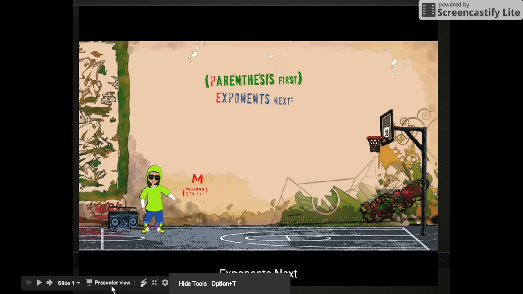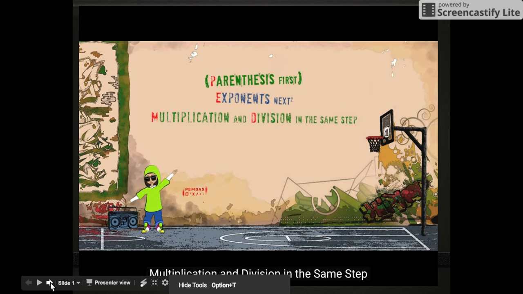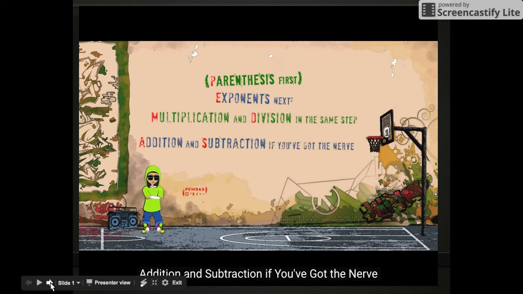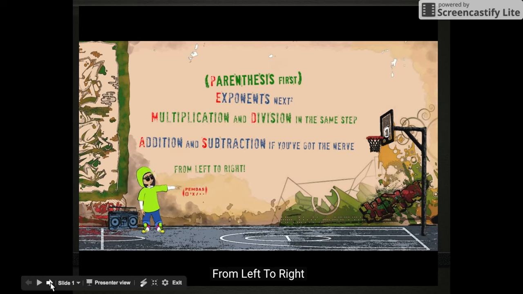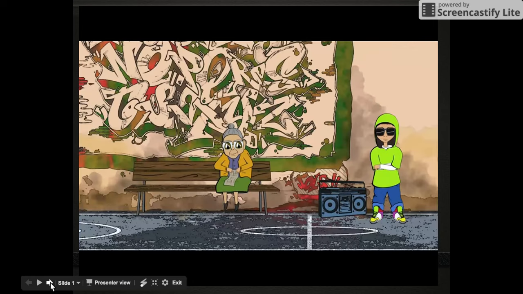Parentheses first, exponents next. Multiplication and division in the same step. Addition and subtraction. Yes and no, from left to right. First come, first serve.